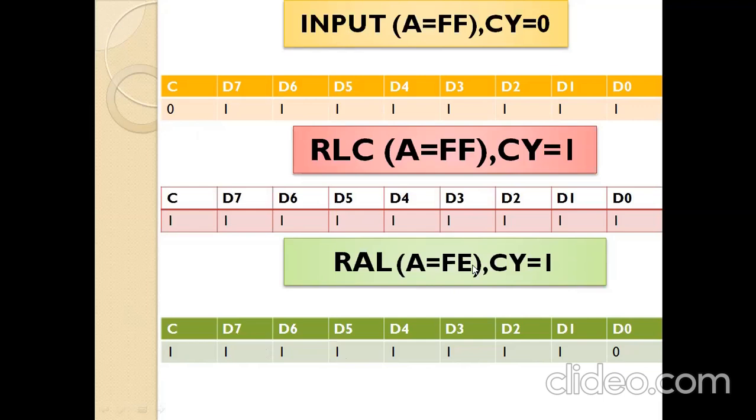So there are instructions: rotate accumulator left, rotate accumulator left with carry, rotate accumulator right, rotate accumulator right with carry. These are about the logical instruction set. In the next video, I am going to explain the branch instructions.